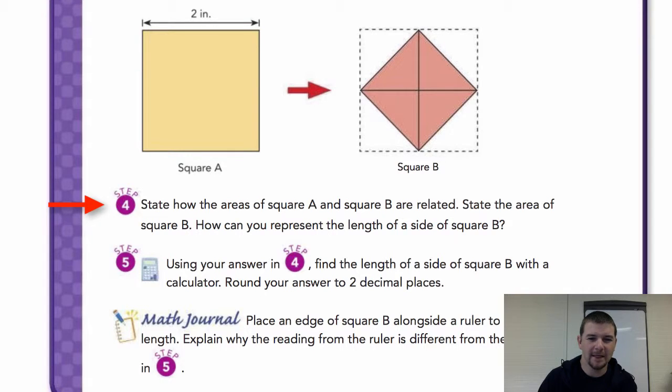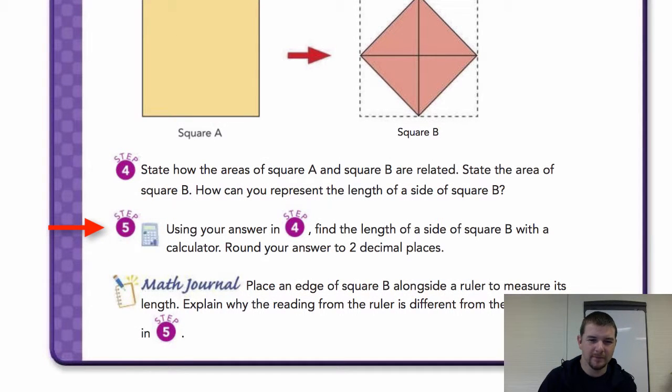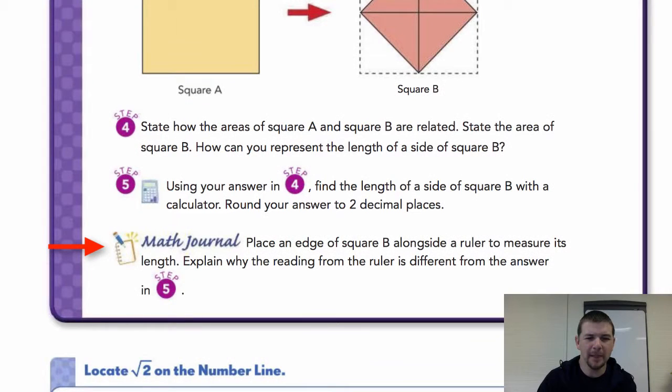How can you represent the length of a side of square B? Using your answer in step 4 and a calculator, find the length of a side of square B. Round your answer to 2 decimal places. That would be the hundredths place. And now place an edge of square B alongside your ruler to measure its length. Explain why the reading from the ruler is different from the answer in step 5.